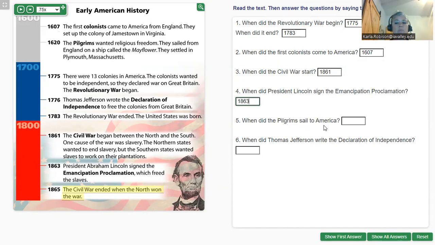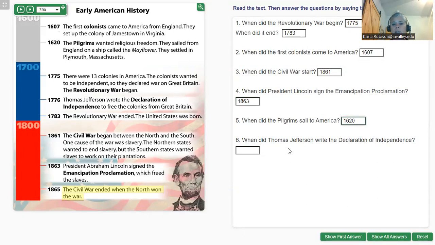And when did the Pilgrims sail to America? Okay, well, looking at this and scanning, I'm looking for Pilgrims. It's right here in the second one. The Pilgrims wanted religious freedom. They sailed from England on a ship called the Mayflower. They settled in Plymouth, Massachusetts, and they did so in 1620.